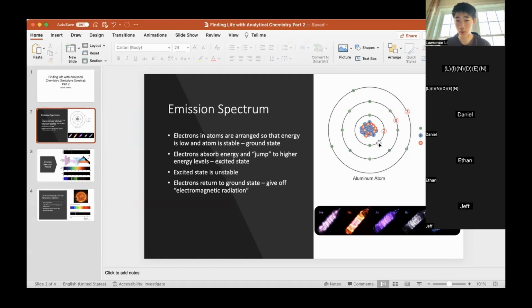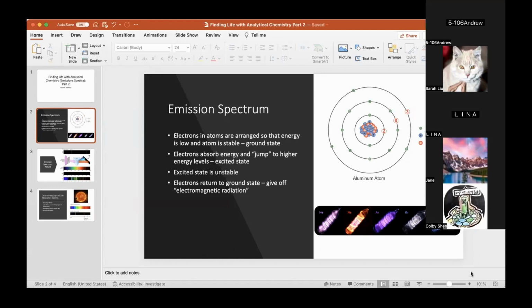However, because excited atoms are not stable, these electrons want to come back down. Does that make sense? They don't want to be holding all this energy. It's uncomfortable for them. It's like playing hot potato. You don't really want to hold the hot potato for too long, right? You just want to throw it to your friend and get rid of it. That's what these electrons are doing. They don't want to hold on to that energy.